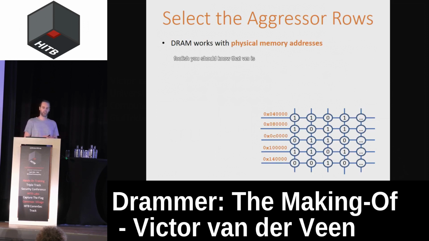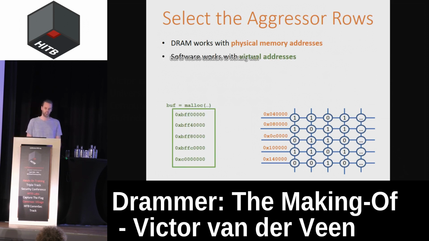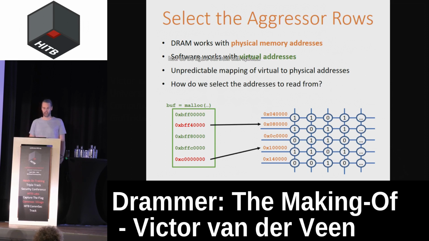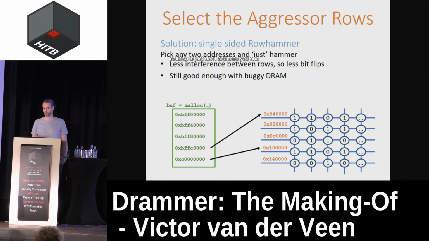For this, you should know that DRAM is working with physical memory addresses, but of course, software is working with virtual addresses. And this mapping from virtual addresses to physical addresses is unpredictable. And the question is now, how do we figure out from which virtual addresses in our program we should read to make sure that we're reading from the correct aggressor rows? So one solution is just don't, and then you end up doing single-sided Rowhammer. If your DRAM is buggy enough, this will still work.